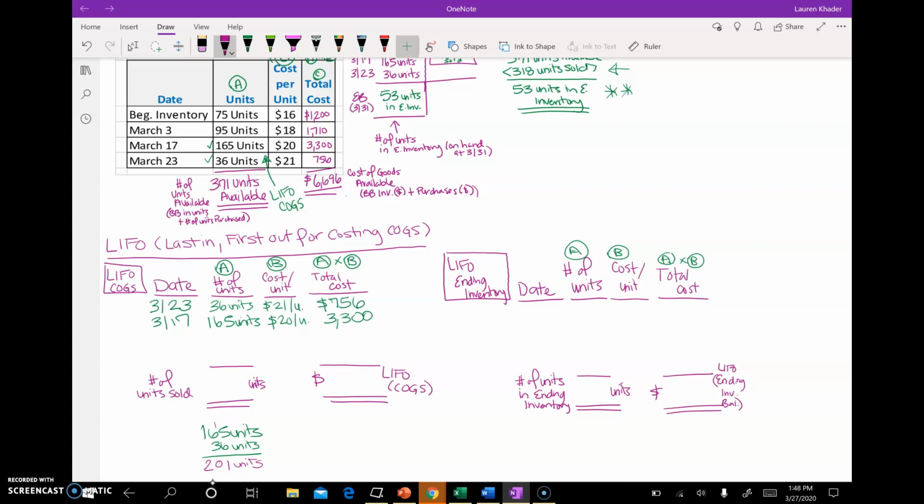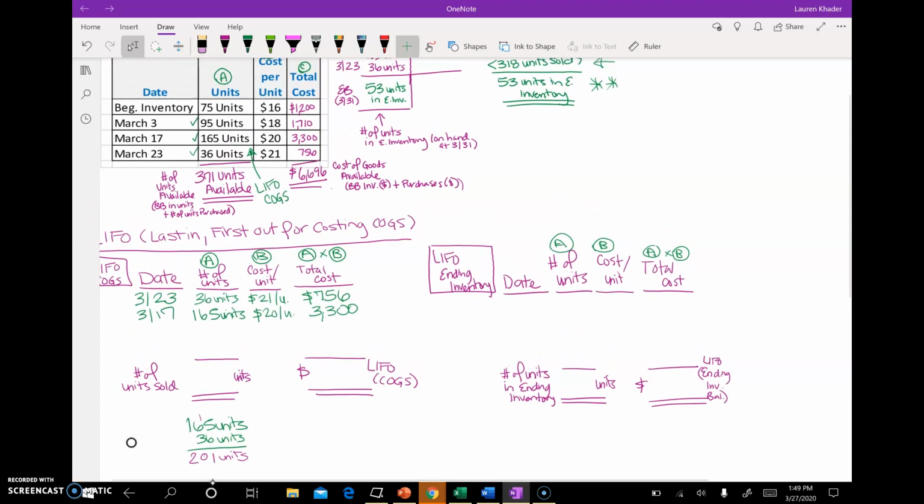So 201 units. If I look up to the next layer, 95 units. Did we expense at least an additional 95 units? Yes, we did, because we need to still go towards that 318. So that entire layer of March 3rd is also going to be expensed. So March 3rd, 95 units at a cost basis of $18 per unit, and $1,710 is going to be expensed.